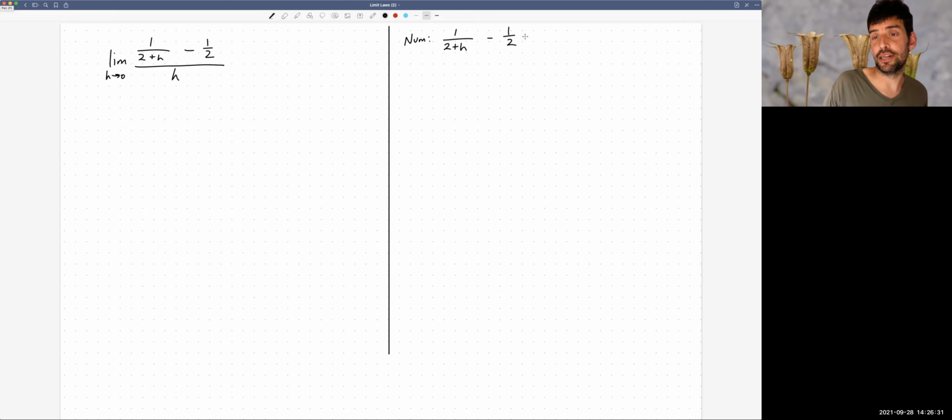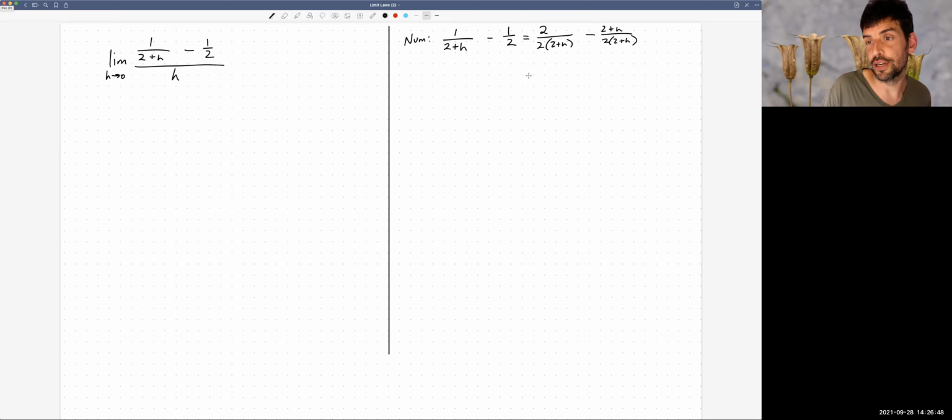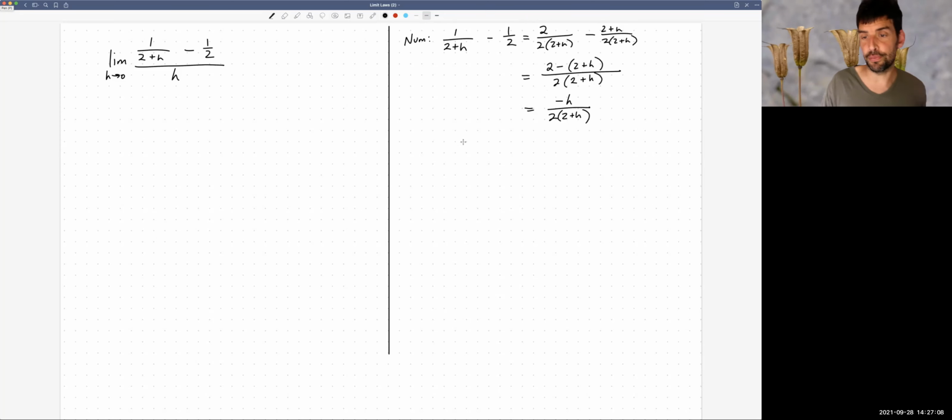So if I want a common denominator, I can just multiply each by the other's denominator. So the one on the left, I'm multiplying by 2 over 2. So it'll have 2 in the numerator, 2 over 2 times (2 plus h), and then I'll get (2 plus h) over 2 times (2 plus h). So I can rewrite all of this as (2 minus (2 plus h)) over 2 times (2 plus h). I notice now that in the numerator, I've got a minus 2 and a minus h. So 2 minus 2 leaves me with just minus h over 2 times (2 plus h). So this is a pretty nice configuration for the numerator.